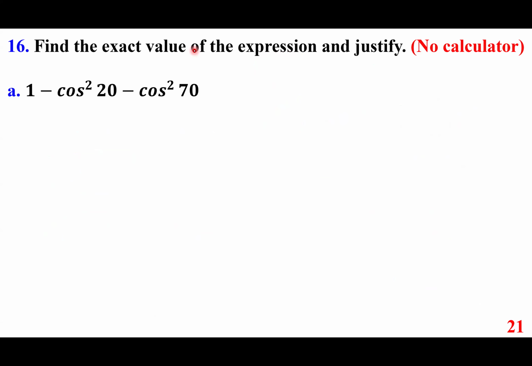Find the exact value of the expression and justify your answer: 1 minus cosine squared 20 minus cosine squared 70. First and foremost, let's remind everybody of the following. This is 1 minus cosine squared 20, and therefore it's the same as sine squared 20, because sine squared plus cosine squared equals 1.